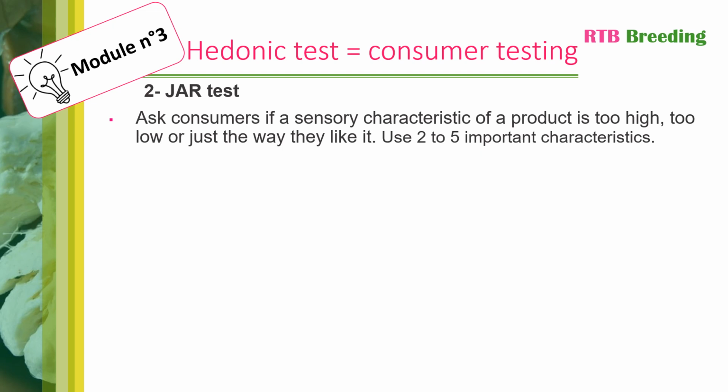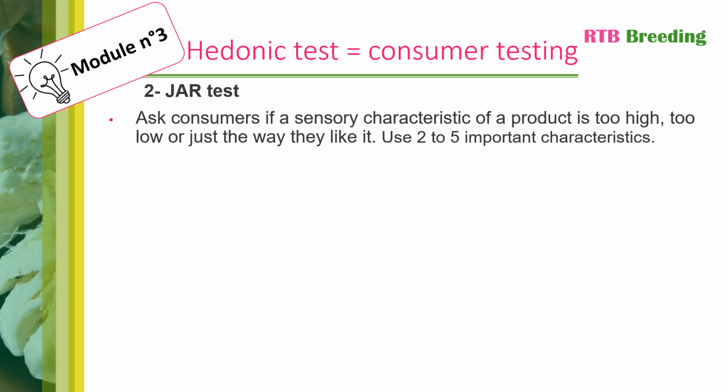The second part of the consumer test is the JAR test. JAR stands for just about right. It's a test that measures the appropriateness of the level of a specific attribute and is used to determine the optimum levels of attributes in a product. Consumers are asked whether a sensory characteristic of a product is too high, too low, or just about right compared to their ideal or to what they usually like.